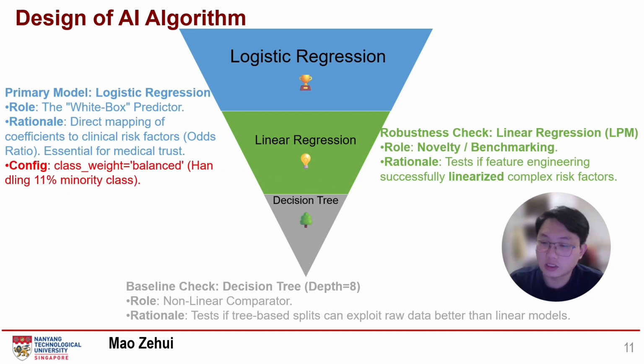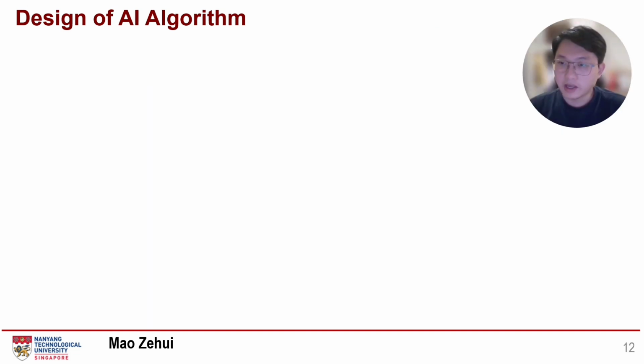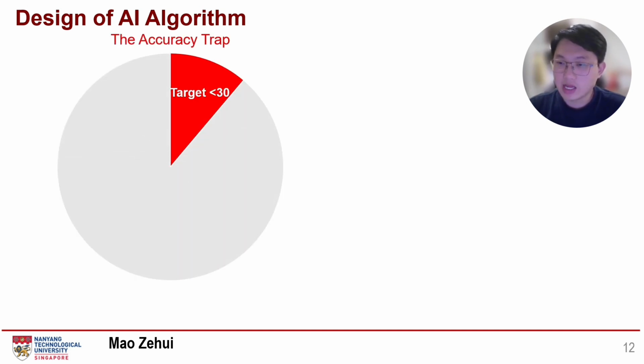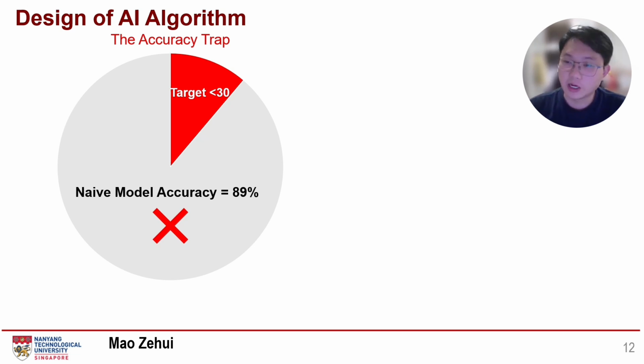We also use class weight equal to balanced to ensure the model doesn't ignore the minority class of readmitted patients. Finally, we define what success looks like. With only 11% readmissions, accuracy is a trap. A model could be 89% accurate by simply saying everyone is healthy, but that would be useless.